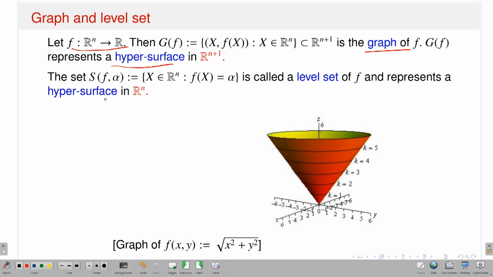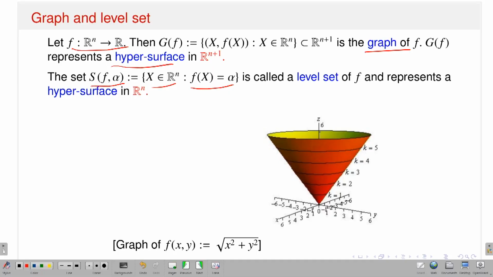Once I have the graph, then I can talk about what is called S_f(alpha). Given alpha, I can consider the set S_f(alpha). What is that set? It is a collection of all those vectors in R^n such that f of x is exactly equal to alpha. Of course, this is a subset of R^n first of all. This set is called the level set of f, and it also represents a hypersurface in R^n, not R^(n+1). Look, it is a subset of R^n.